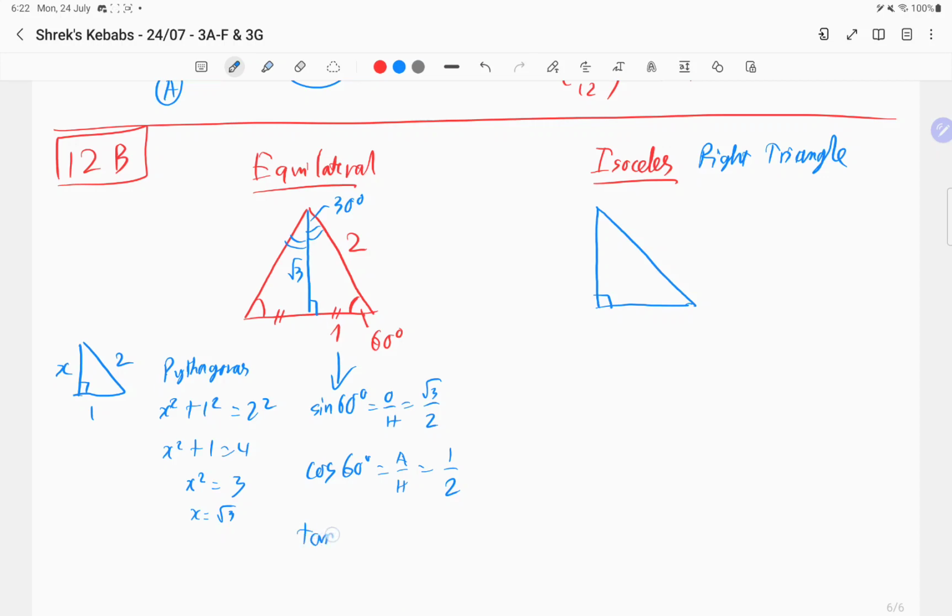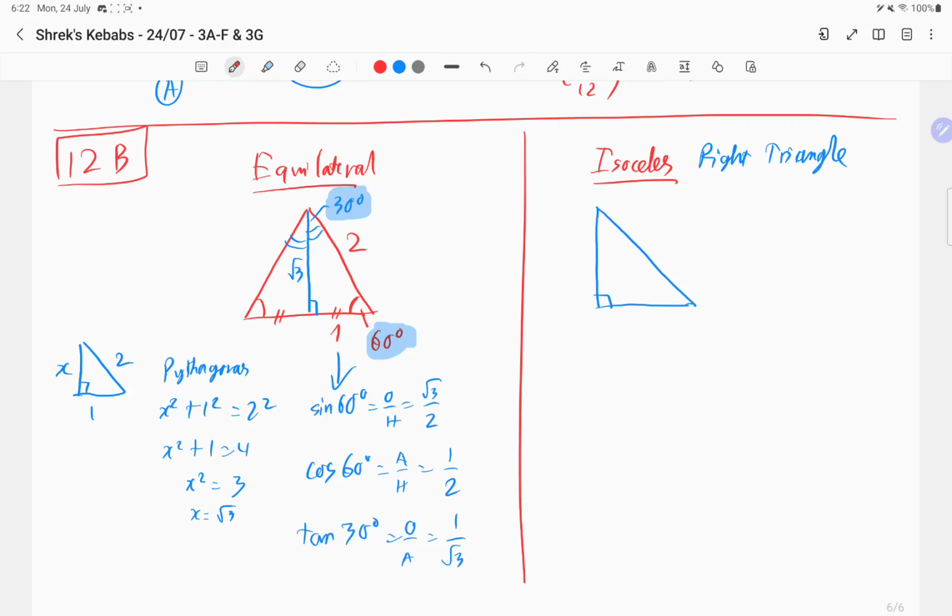And how about tangent? Let's try tangent of 30 degrees. Now note that 30 degrees is this angle here. So opposite side would be this one. All right, so tangent is opposite over adjacent. Opposite is 1. Adjacent will be this side here, which is square root 3. Right, so that's how you use this triangle to get the exact values of certain angles. And the two special angles are 30 degrees and 60 degrees for the equilateral one.